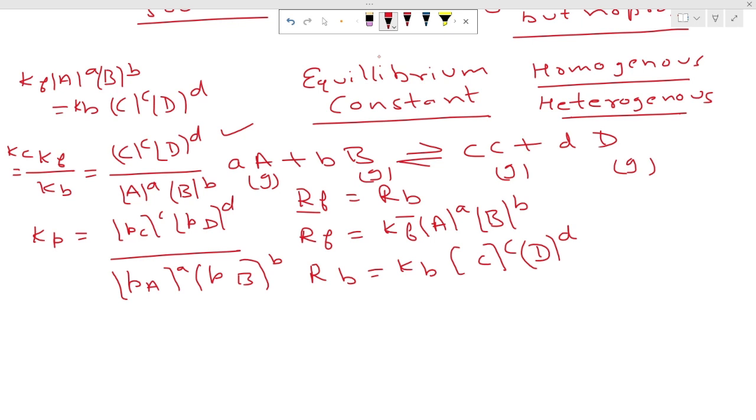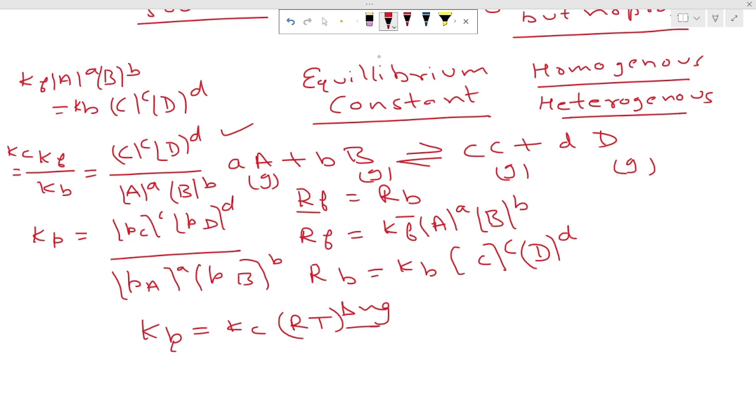The pressure generated individually by A or by B is called the partial pressure of B, and individually by C it is called the partial pressure of C, and similarly the pressure generated individually by D is called the partial pressure of D. So this way we can express it, and we also know that Kp is equal to Kc (RT) power delta Ng. So this way we can prove this also.